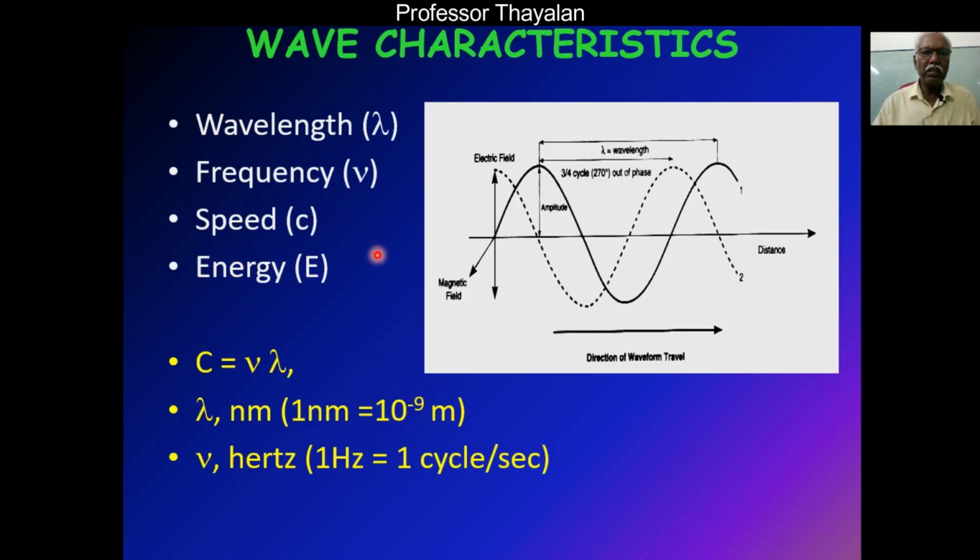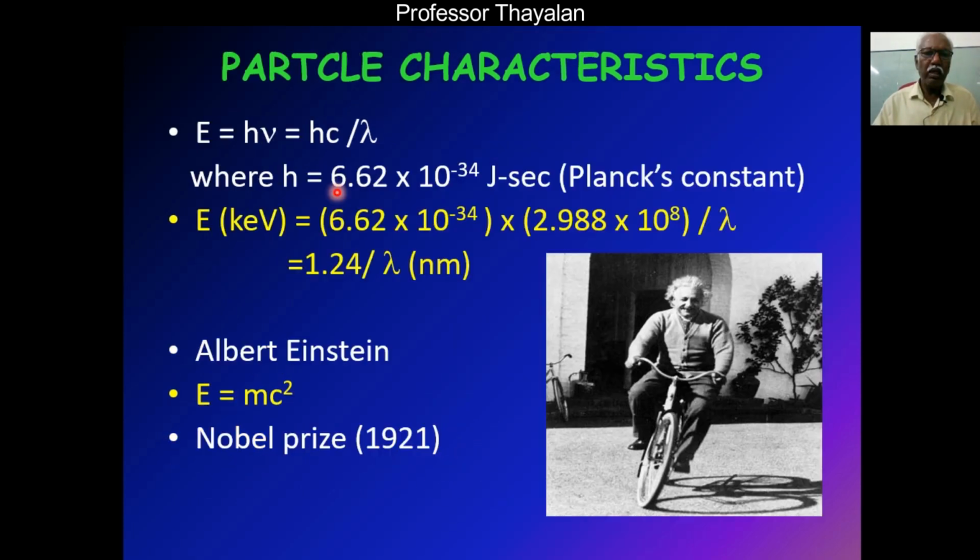Electromagnetic radiation has the properties of wavelength, frequency, speed and energy. It is related by the equation c = νλ. That is, the speed of electromagnetic radiation is equal to frequency times wavelength. Wavelength is measured in nanometers, and 1 nanometer equals 10^-9 meter. Frequency is measured in hertz. 1 hertz equals 1 cycle per second.